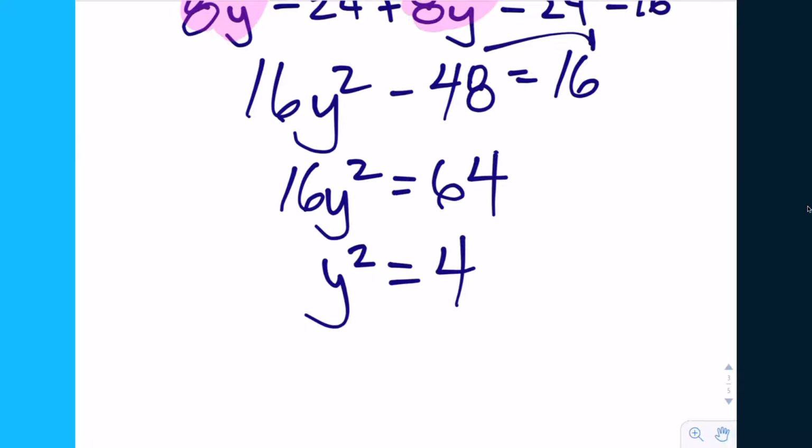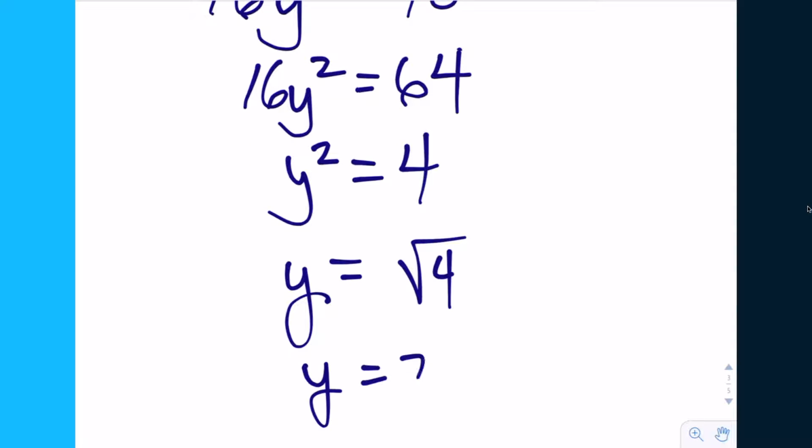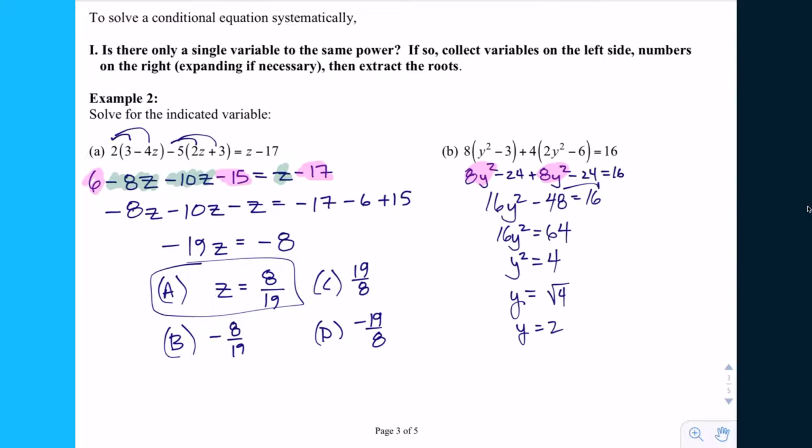To solve for y now, you have to do what's called extracting the square root. So you take the square root of both sides. The square root of y squared is y. And, of course, you get the square root of 4 over here, which is 2. But let's back up a second. In Algebra 1, your variables were to the first power. That's what made them linear. And you had, for linear equations, at most, how many solutions? 1. Good.